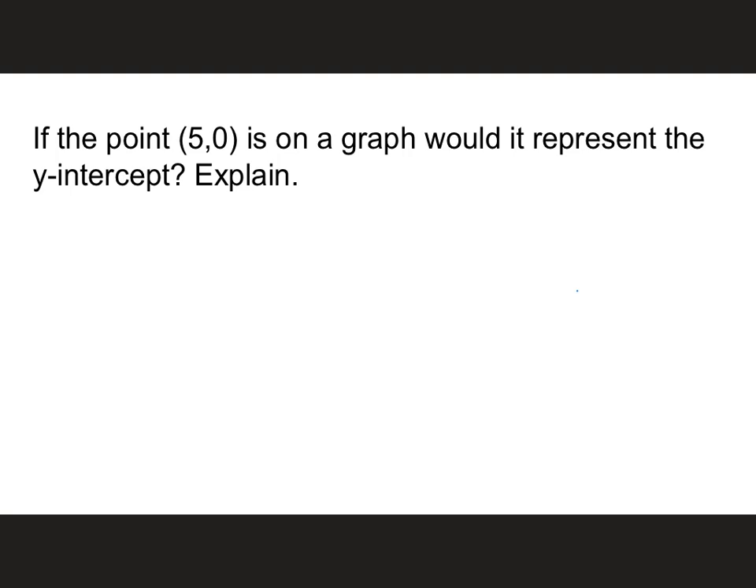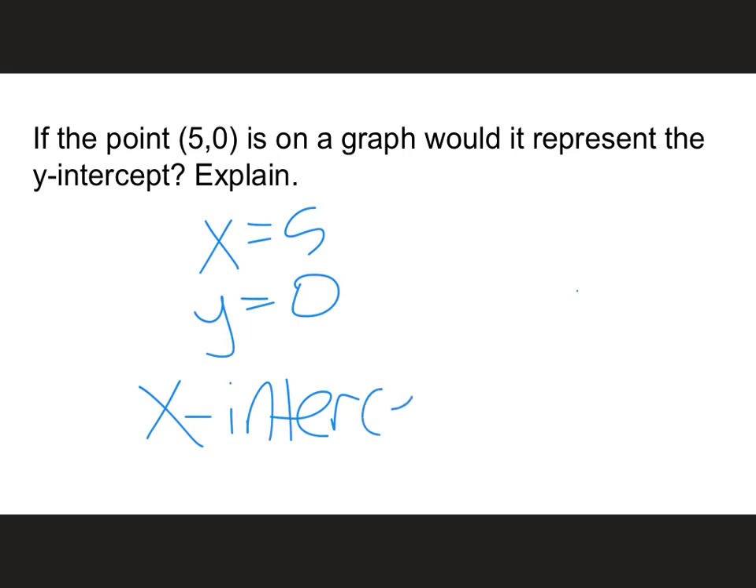So if the point (5, 0) is on a graph, that means x is 5 when y is 0. If x is 5 and y is 0, that would not make it a y-intercept. This would be an x-intercept. It does not move up or down. It does move to the right 5 spaces from the origin, which would leave it on the x-axis. So this is an x-intercept.